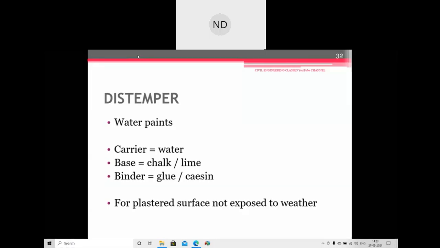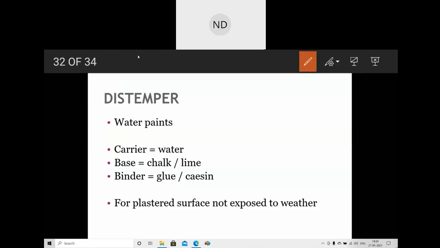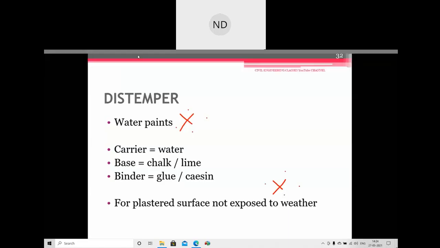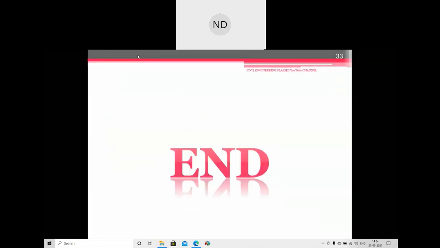Next one is the distemper. Distemper means water paints because they use water as the carrier. The base for the distemper is chalk or lime. The binder used may be glue or casein. It is usually used for plastered surfaces which are not exposed to the weather. Distemper is called water paint.